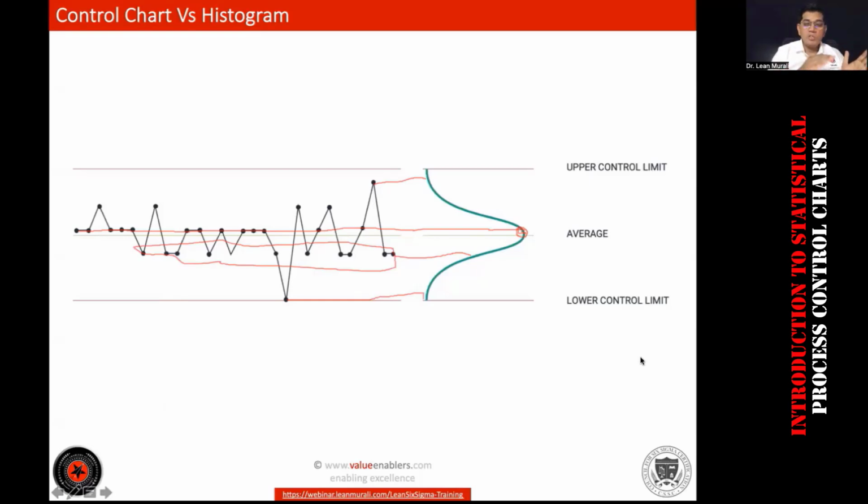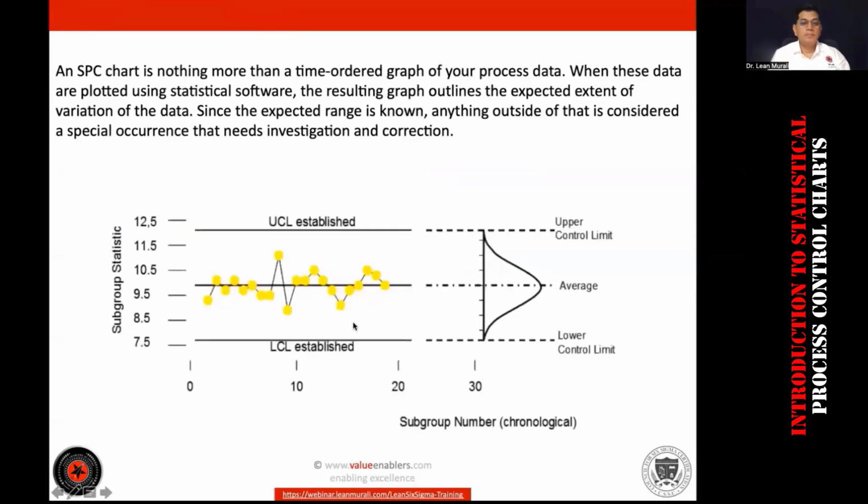So this control chart can also be juxtaposed as a histogram. That is why, if you see the upper control limit here and the lower control limit here, there are a lot of data points mapped as a histogram.